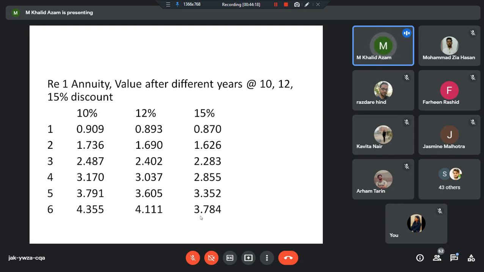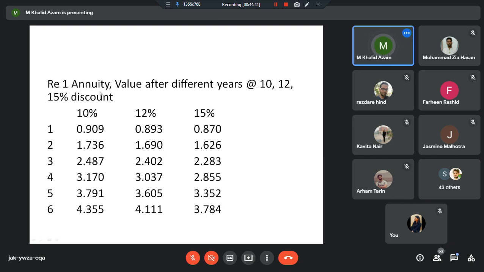So the 1 rupee annuity value, this table you will find at the end of the book, and from there you can get this figure. They will be helping you in understanding, not only understanding, but in calculations also. But you should remember the formula, that is very important, and very simple also, very direct. Easily they can be taken for this purpose.